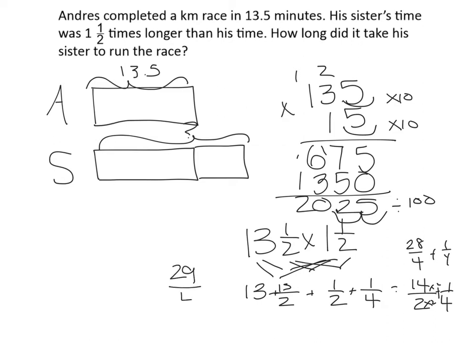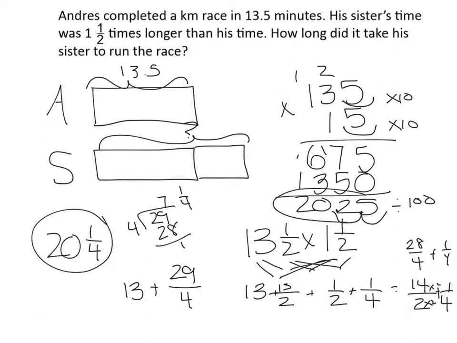I'm going to move it over here so we can see better. Okay, we have to add that to our whole of 13 and 29 fourths. Let's convert and figure out what that is. I know that 4 times 7 is 28, and I get 1/4 left. Now 13 plus 7 and 1/4 is 20 and 1/4, which is equivalent to 20 and 25 hundredths. So our sentence would say, his sister ran the race in 20 and 25 hundredths minutes, or 20 and a quarter minutes.